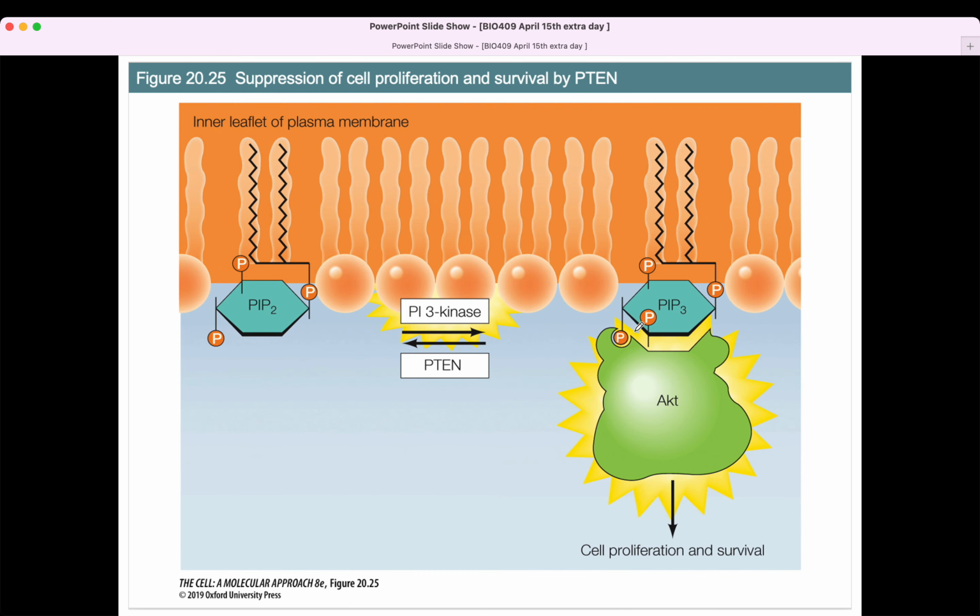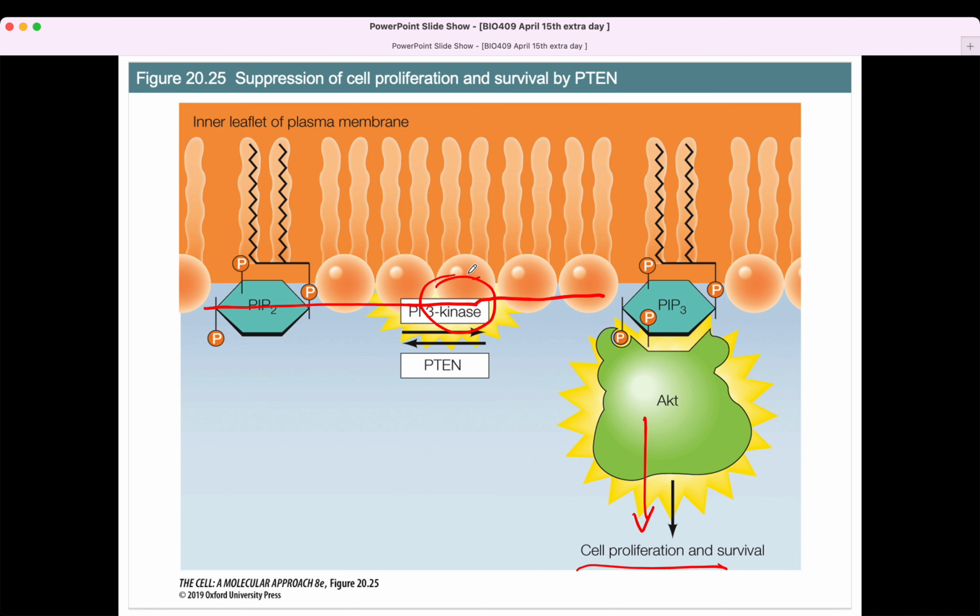Okay, and I think I'm going to stop with this. And this just shows that earlier in our course we learned about PI3 kinase, that can be activated by a receptor tyrosine kinase receptor, and when it gets activated, it adds a phosphate to PIP2 to make it PIP3, and that's what activates AKT, and AKT can stimulate cell proliferation and survival.